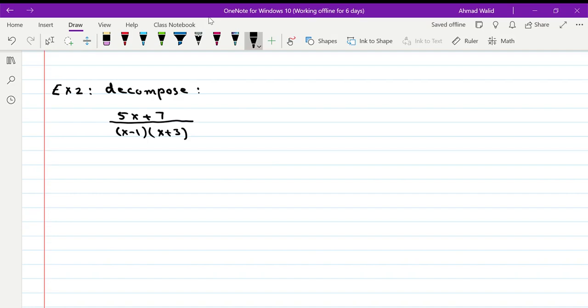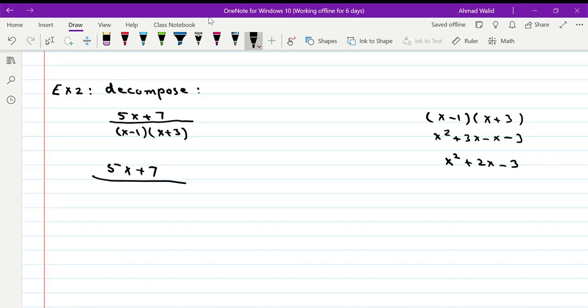Sometimes they give the denominator not as factors. For example, if I multiply these two, x minus 1 times x plus 3 gives you x squared plus 3x minus x minus 3. If I simplify, it gives me x squared plus 2x minus 3. Sometimes they may give you the example like this: 5x plus 7 over x squared plus 2x minus 3, and they ask you to decompose.